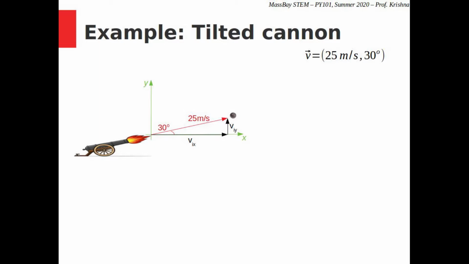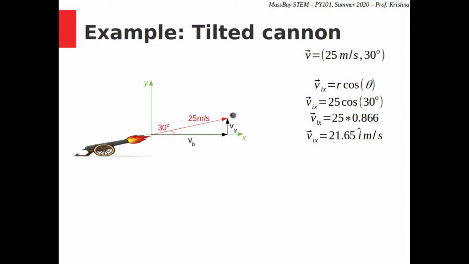Converting to Cartesian means breaking the vector into two components, the x component and the y component. If the angle in polar is standardized with positive x being 0 degrees, then the horizontal component of the initial velocity is given as size times the cosine of angle, r cos theta. That's 25 times the cos of 30 degrees. The cos of 30 degrees is 0.866, and 25 times 0.866 is 21.65 meters per second.